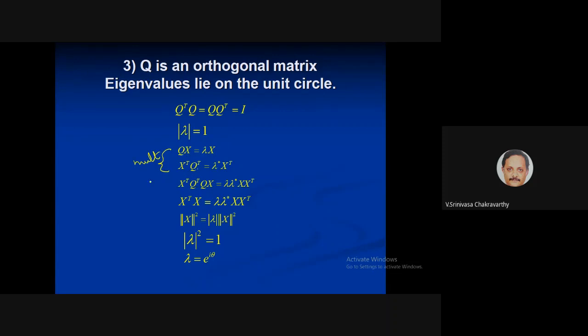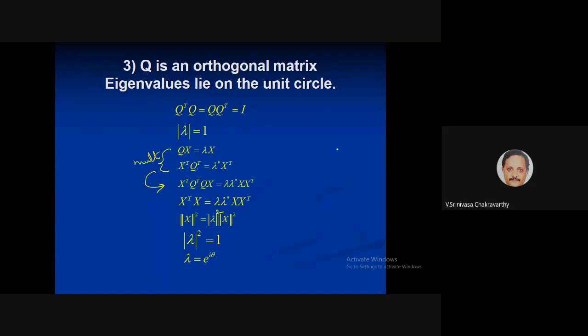Okay, so then you get this equation. X transpose Q transpose Qx is equal to lambda lambda star x transpose x. X transpose x is mod x square. Q transpose Q is this I, so that disappears. So you get mod x square is equal to lambda lambda star, that becomes mod lambda square, times mod x square. So mod lambda square is equal to 1, which means that the length of the complex number is equal to 1, which means lambda is of the form e power i theta. The theta is a real number.